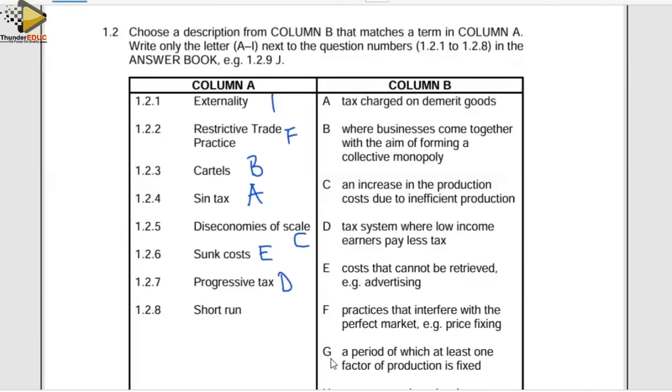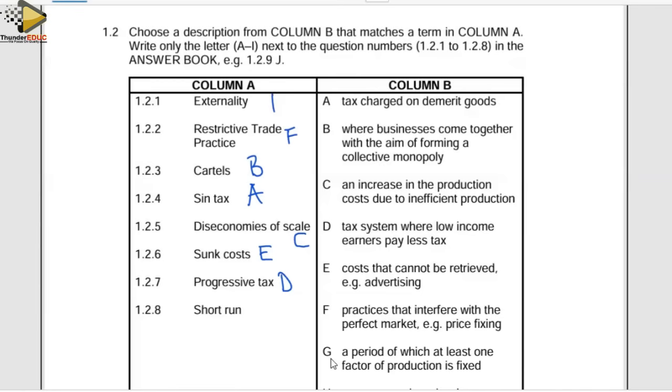Then we have the short run period. When we are looking at the short run period, we are looking at the period in production where at least we have one factor of production which is fixed. That is the short run. It means we cannot change at least one of our factors of production. Maybe, for example, we cannot alter our capital.